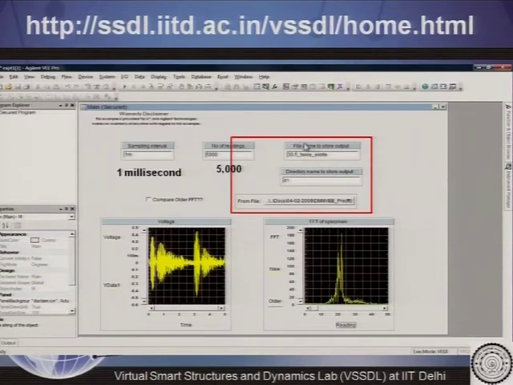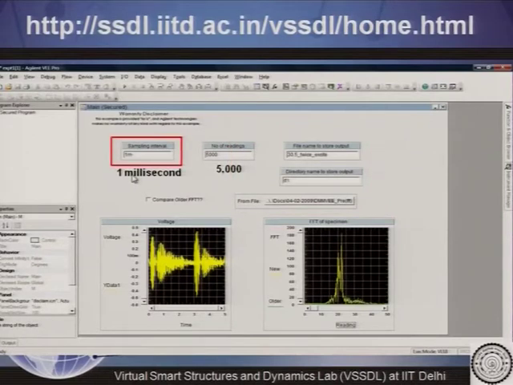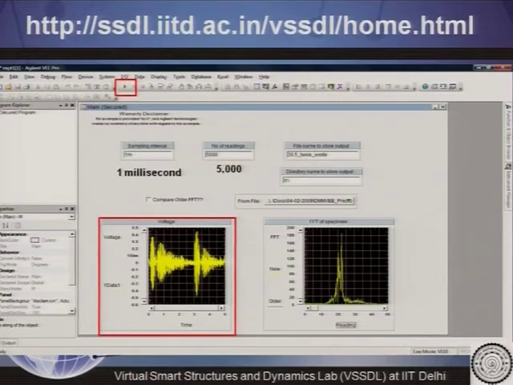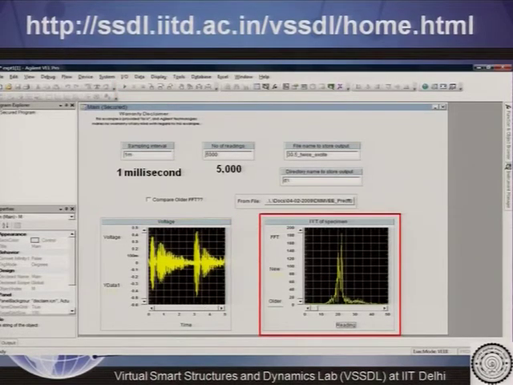In this the user first specifies the file name and he can give the path of the directory where he can store the data. Then he needs to give the sampling interval. Here we will give 1 millisecond and the number of readings 5000. So, when he clicks this play button, he will get these two graphs. The first graph is for the voltage response varying with time, and the second plot is the FFT plot.